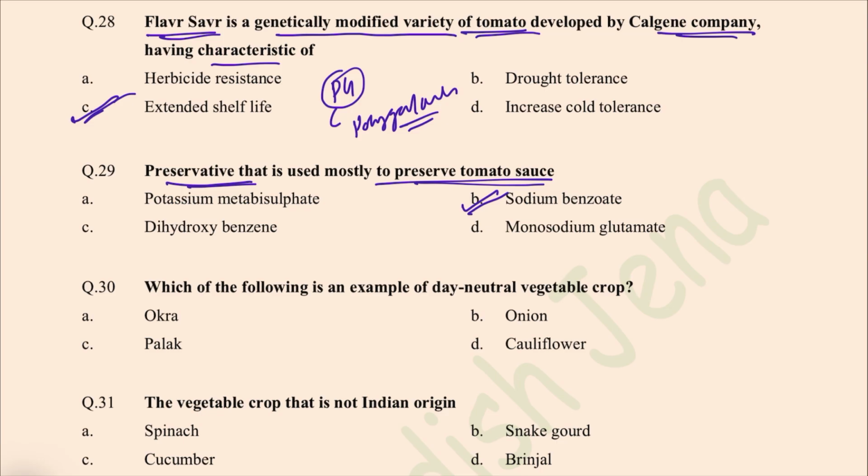Potassium metabisulfite is suitable only for colorless or light colored products because it destroys color pigments. Sodium benzoate can be used in colored or acidic products like tomato ketchup, fruit squash, etc.